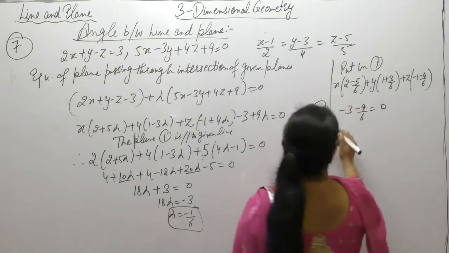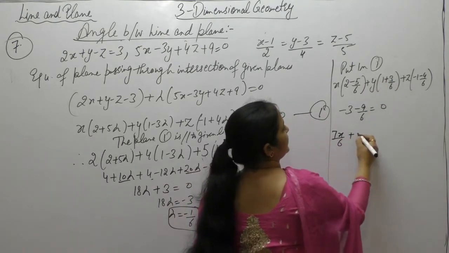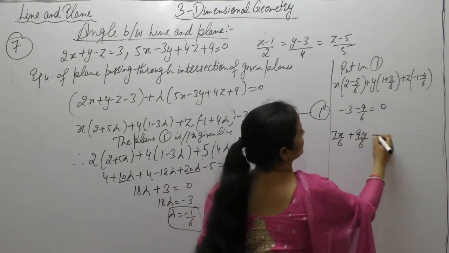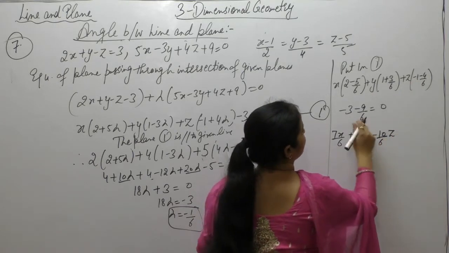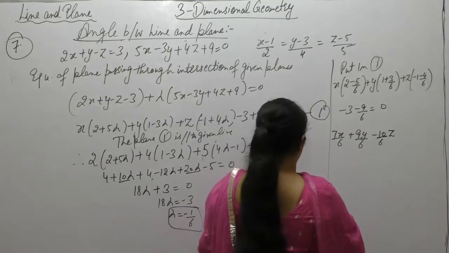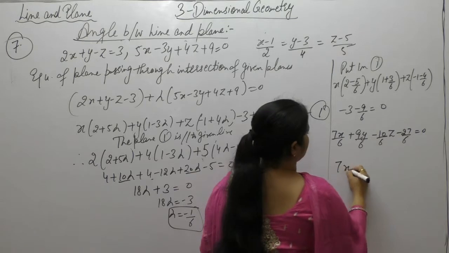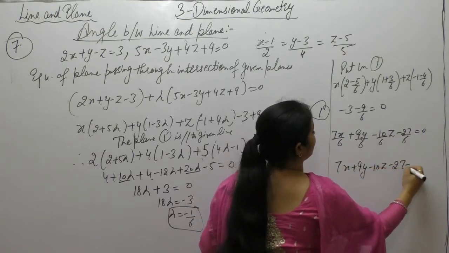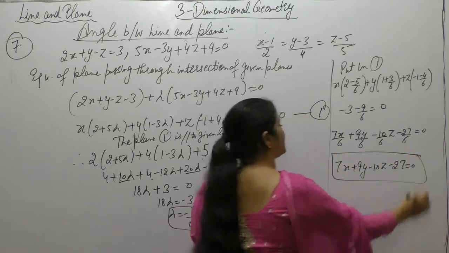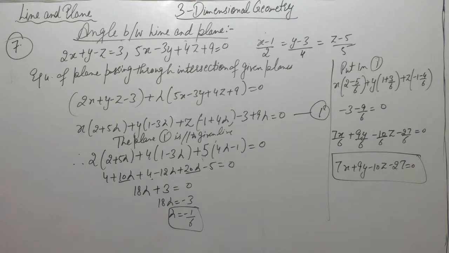6 into 2, 12 minus 5, 7. 6 plus 3, 9y upon 6. Minus 6 minus 4, minus 10 by 6z. Minus 18 and 9, minus 27 by 6. So we get the equation as 7x plus 9y minus 10z minus 27 equals 0. So this is the required equation of the plane.